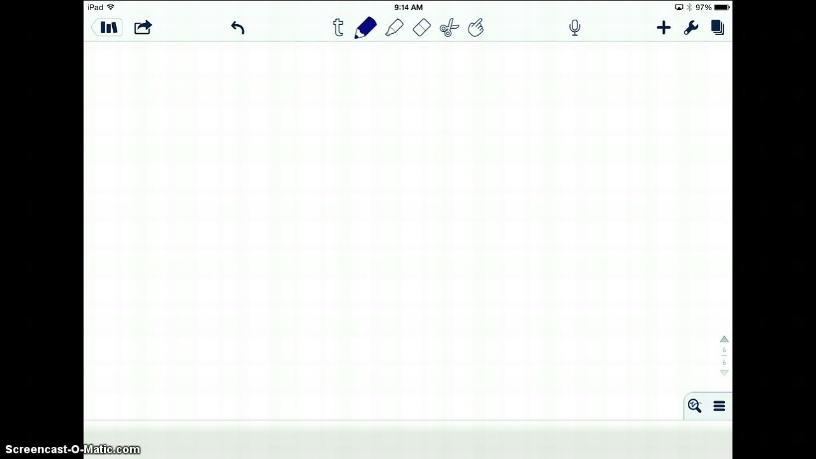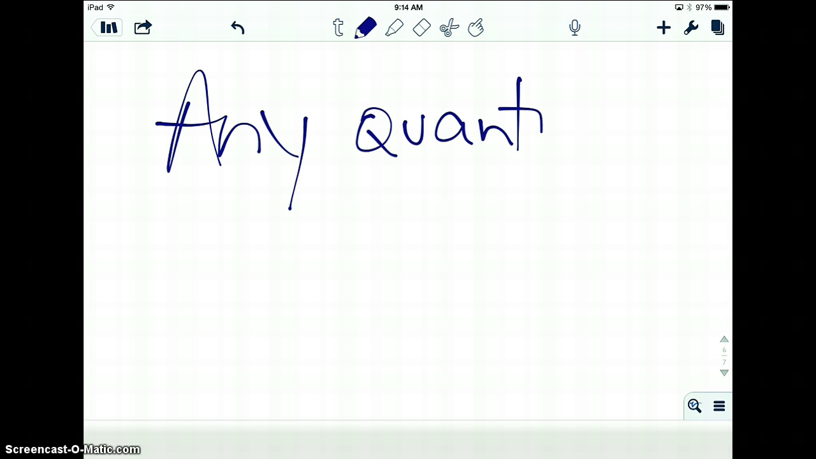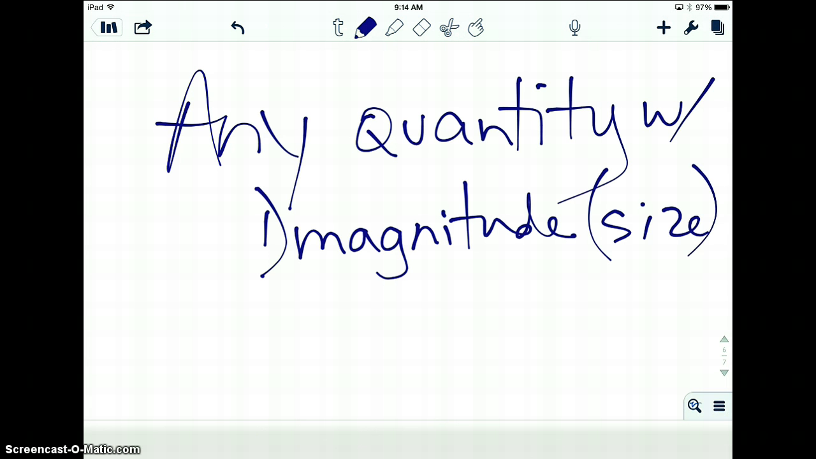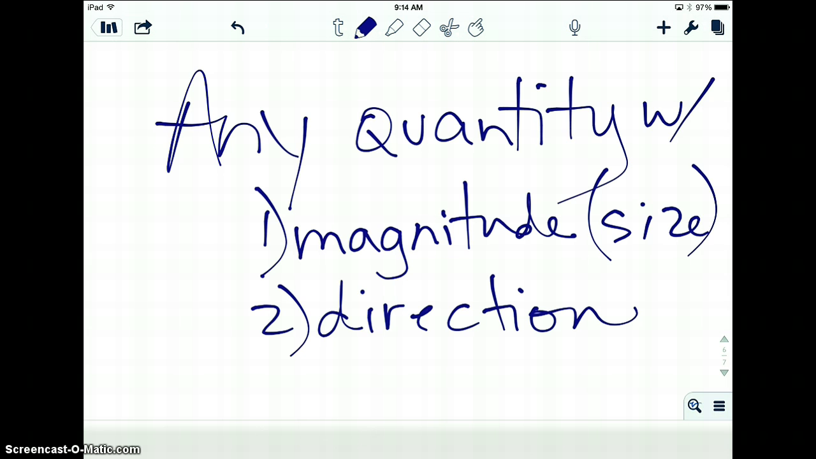All right, vectors. Vectors, what the heck are they? Okay? They are any quantity with two things. One with magnitude, which is also known as the size, and direction. Okay, we'll get to some examples, so just calm down.